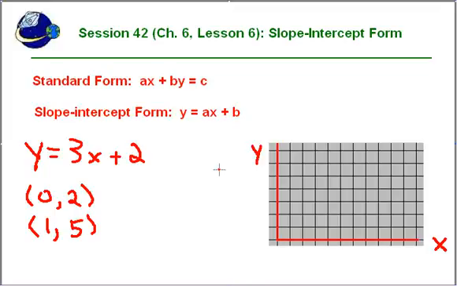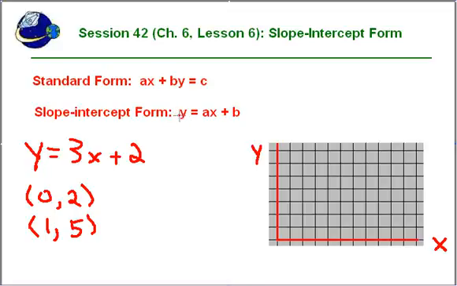In session 42 here, we're going to introduce the slope-intercept form of an equation. As a reminder from several lessons ago, the standard form of a linear equation was ax plus by equals c. Through using algebraic strategies, you can rework an equation so that you get y all by itself on the left-hand side. When you get the y all by itself on the left-hand side, we have what's now called the slope-intercept form.